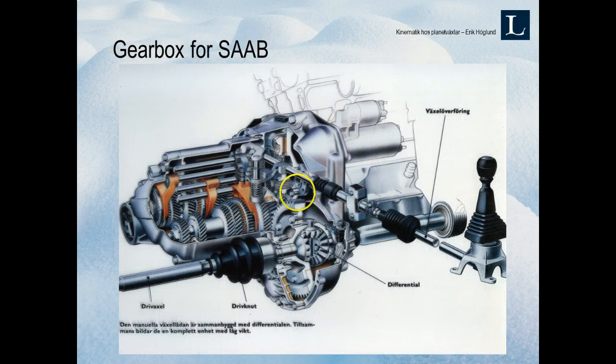Finally, this slide also shows you a type of planetary gear which is called a differential, and this differential distributes the torque and speed to the outgoing shafts of a front wheel drive car. In this case it's a SAAB. So you see that they can come in different sizes, different designs.